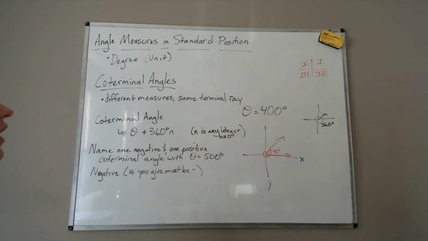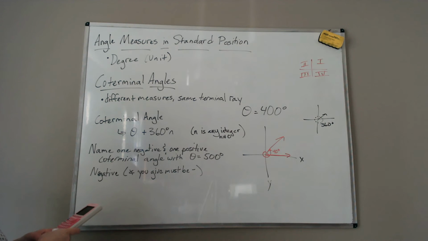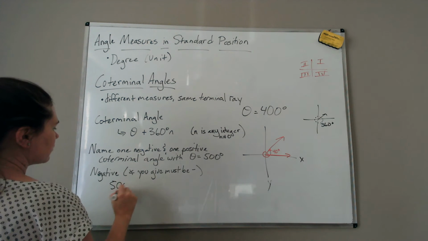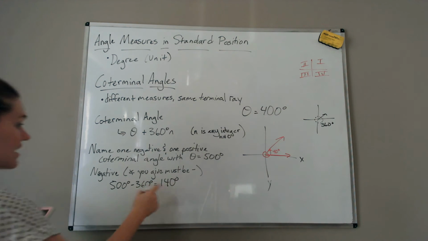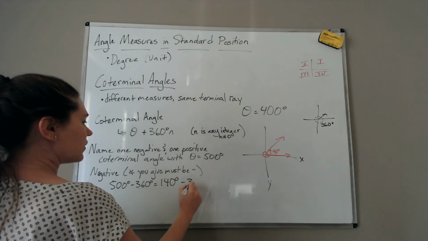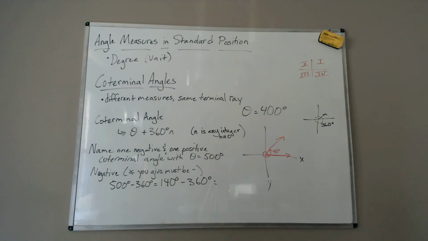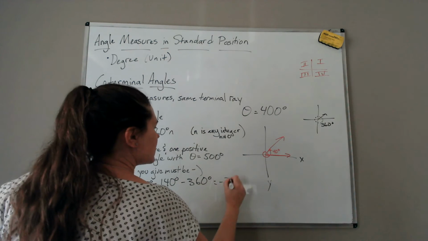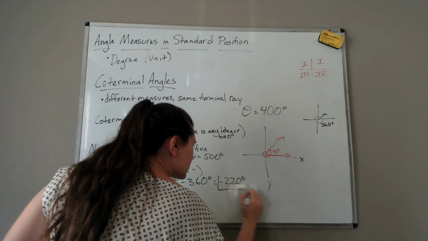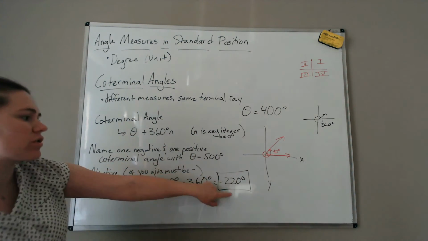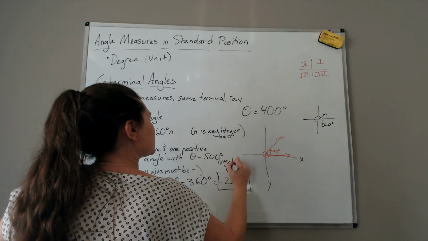So how do you find coterminal angles? You add and you subtract 360 degrees. So 500 minus 360 puts us at 140, okay? So is that a negative coterminal angle? No, I have to subtract another 360 if I'm going to get to a negative coterminal angle. So one angle that's a negative coterminal angle with 500 would be negative 220, okay.